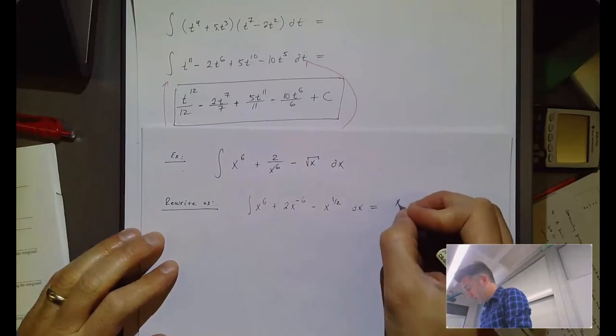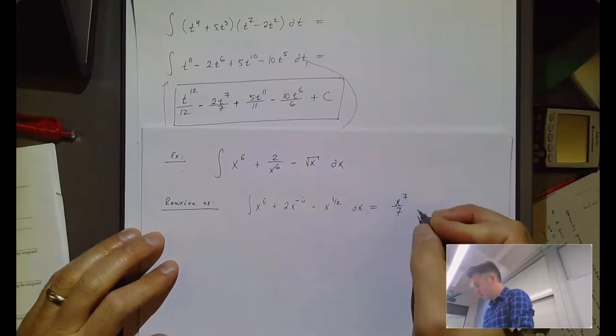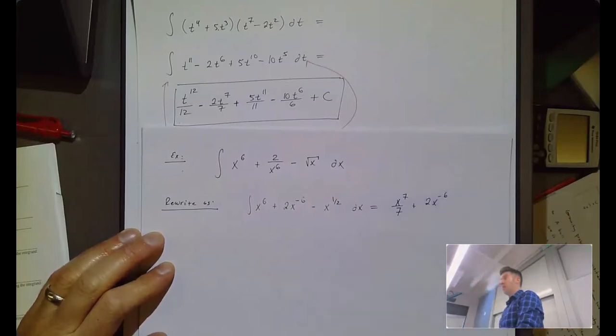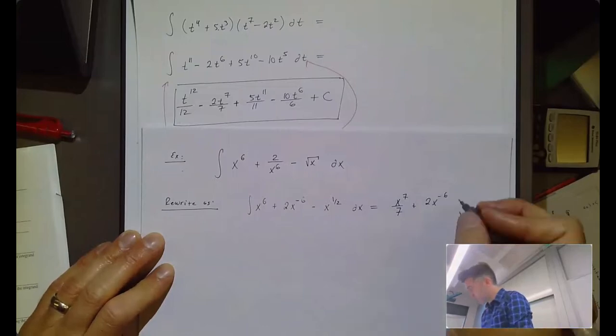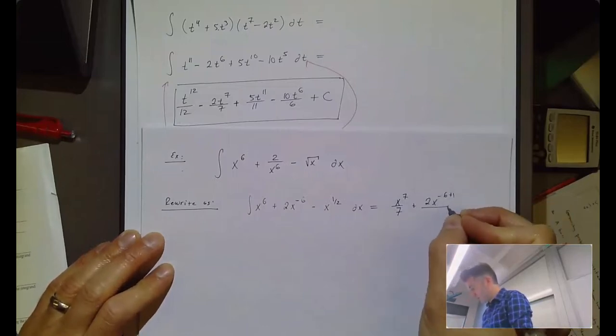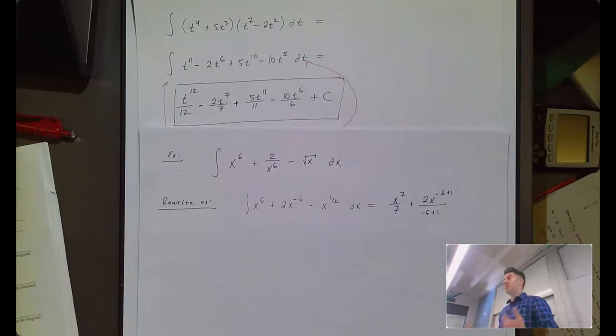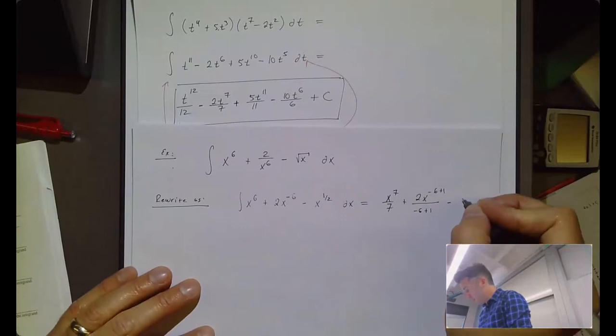Okay. x to the 7th over 7 plus 2x to the negative, nope, not negative 6, negative 6 plus 1 over negative 6 plus 1. Do be careful when the powers are negative, right? When you add 1 to a negative power, it becomes less negative. And then we have minus x to the 1/2 plus 1 over 1/2 plus 1.